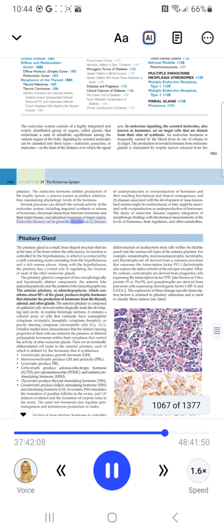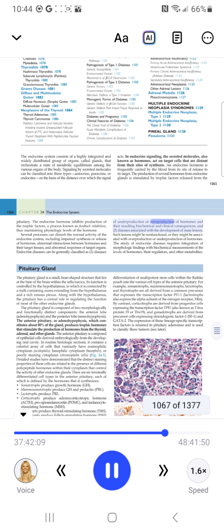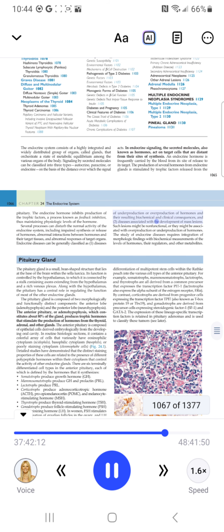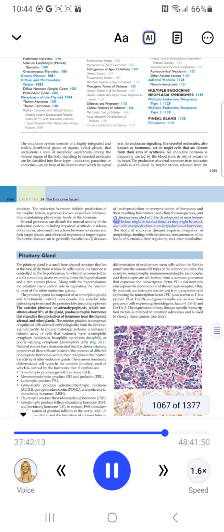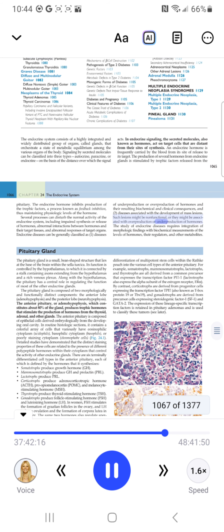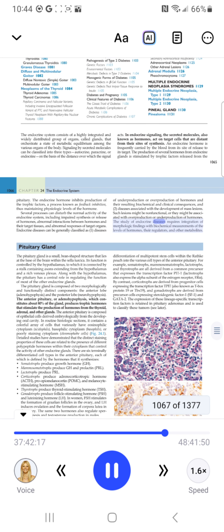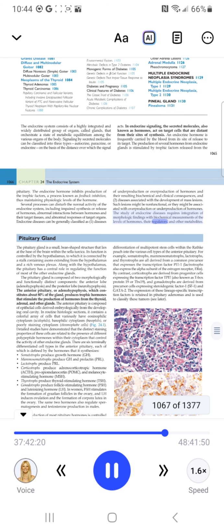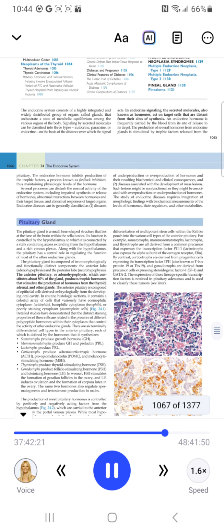Endocrine diseases can be generally classified as: 1. Diseases of underproduction or overproduction of hormones and their resulting biochemical and clinical consequences, and 2. Diseases associated with the development of mass lesions. Such lesions might be non-functional, or they might be associated with overproduction or underproduction of hormones. The study of endocrine diseases requires integration of morphologic findings with biochemical measurements of the levels of hormones, their regulators, and other metabolites. Pituitary gland.